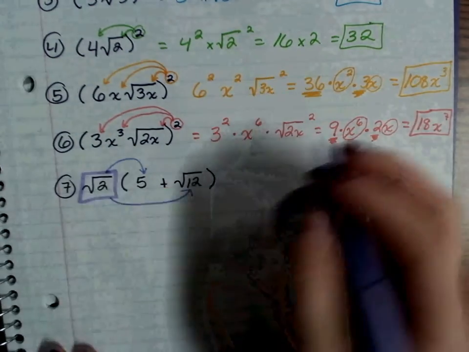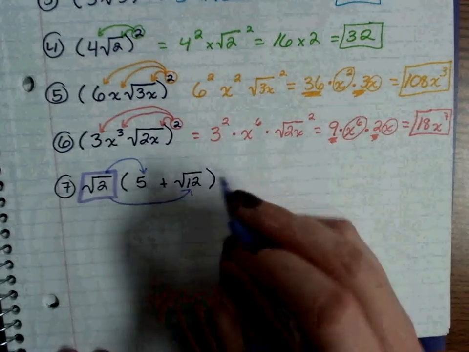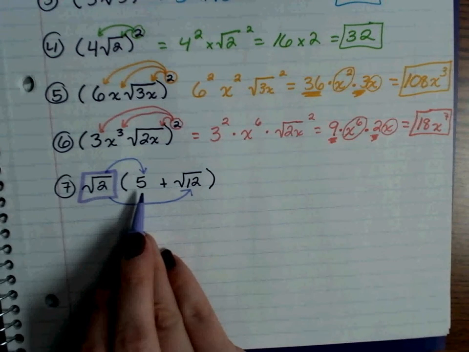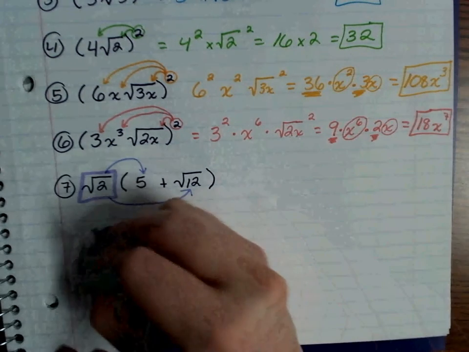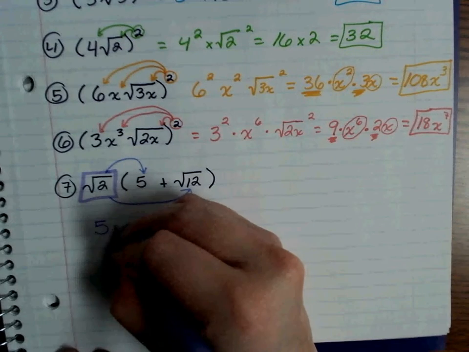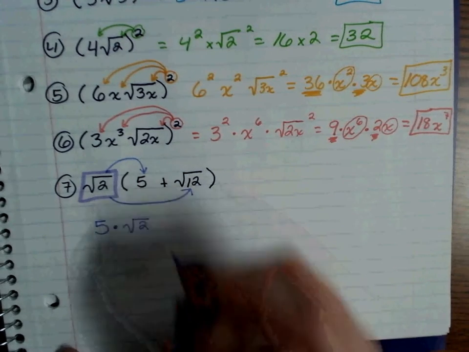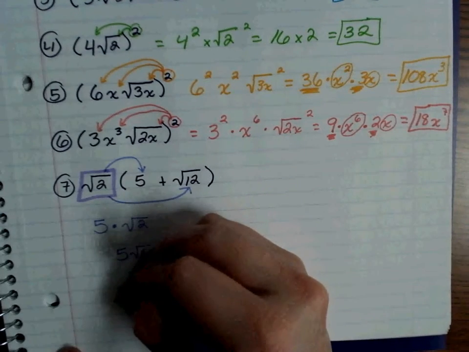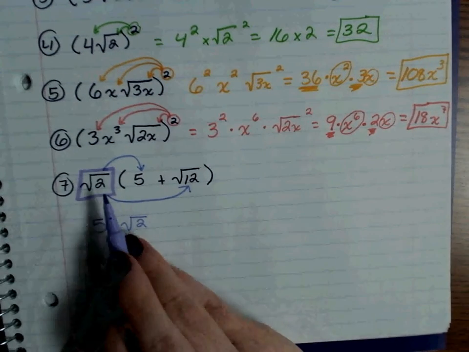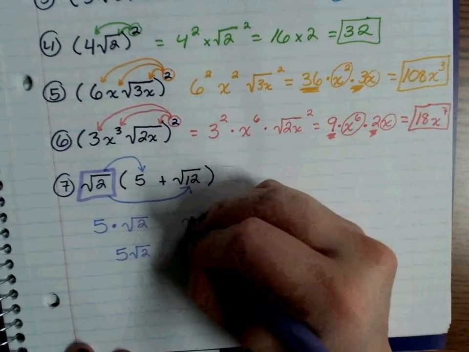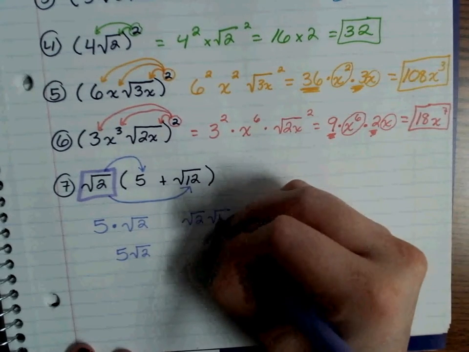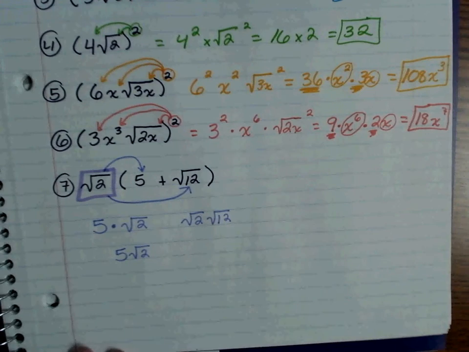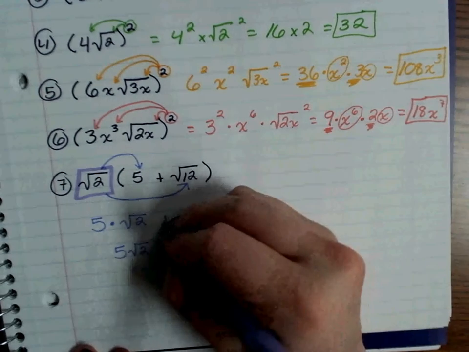So square root of 2 times the 5, which one should I write first, the square root or the non-square root? The non-square root. Very good. So I'm going to write it as 5 times the square root of 2, which is just 5 square roots of 2. Then I'm going to multiply the square root of 2 times the square root of 12. What is that? The square root of 24.